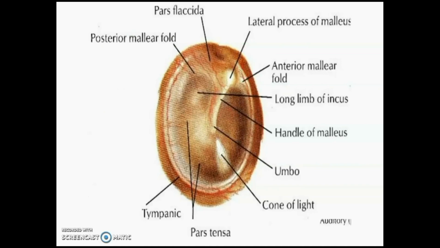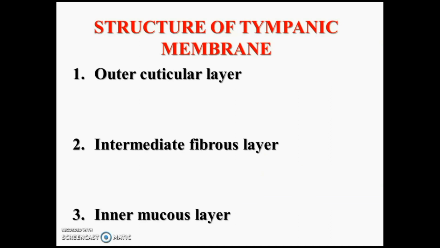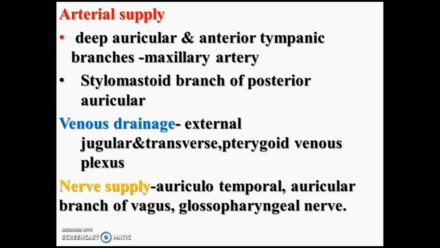You can see, when you visualize the right middle ear from the external acoustic meatus via otoscope, you will see the handle of the malleus and the cone of light, and you can also see the lateral process of the malleus, malleolar folds, pars flaccida and pars tensa. And as I told you, it is trilaminar. It has three layers: outer cuticular derived from ectoderm, intermediate fibrous from the mesoderm, and inner mucous from the endodermal pouch.